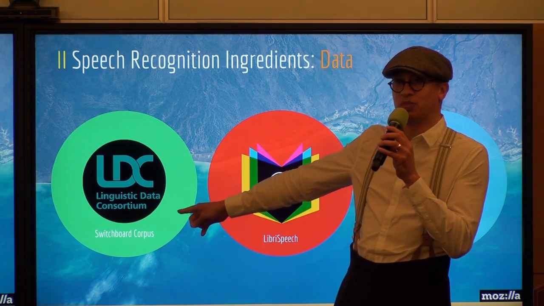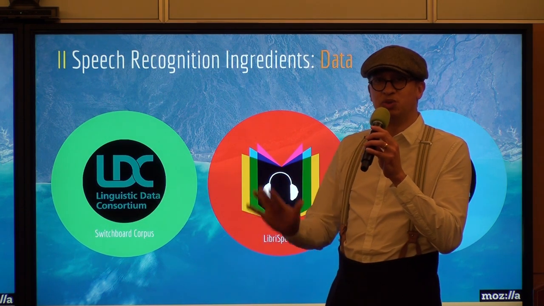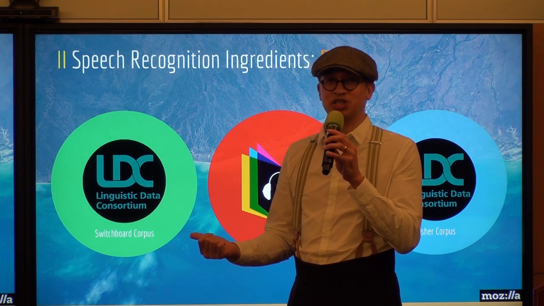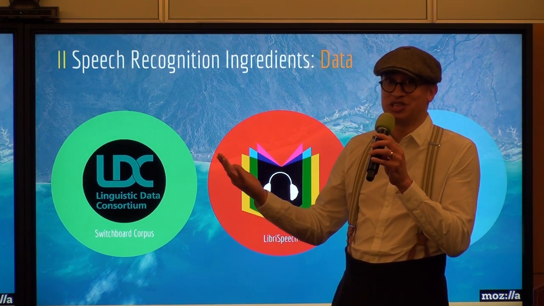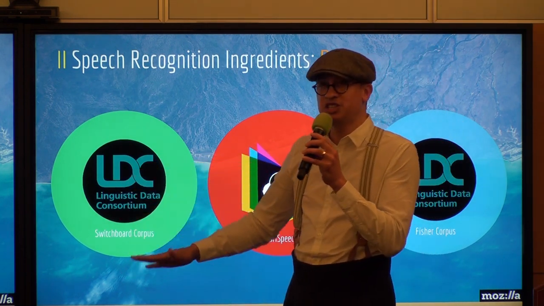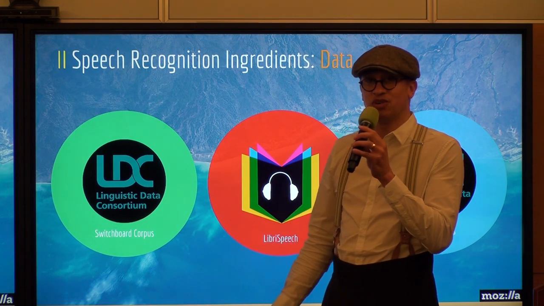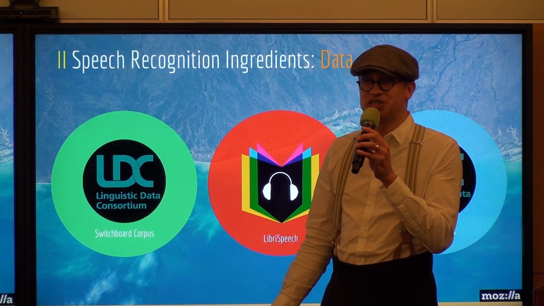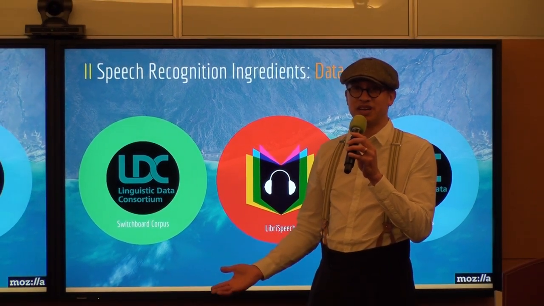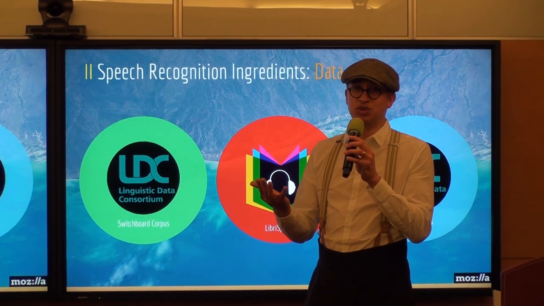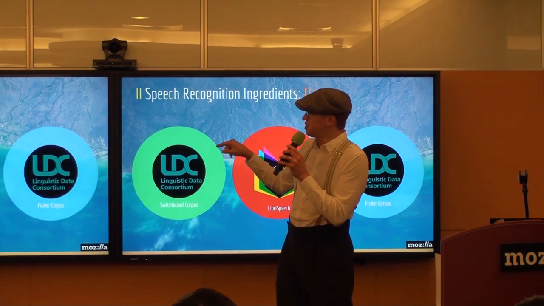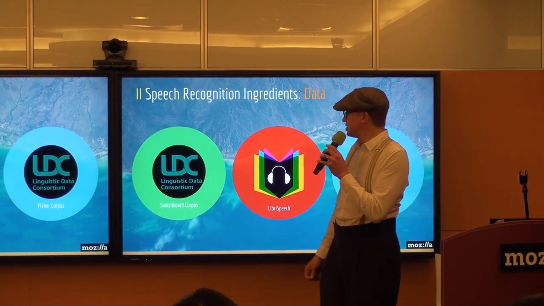First, it's a Switchboard corpus, a Switchboard data set. And that's about 200 hours of data. We actually have to buy this from what's called the Linguistic Data Consortium. They're basically a group that sells different data sets. Another data set we bought is the Fisher corpus. It's about 2,000 hours of data. And the Fisher corpus is really the biggest data set you can buy. I mean, you can't find a data set that's bigger than that. So you couldn't, even if you wanted to, buy a data set that's bigger than this 2,000 hours of data.